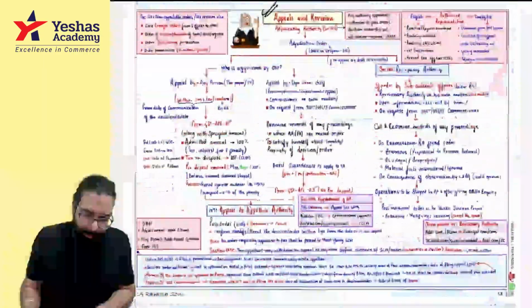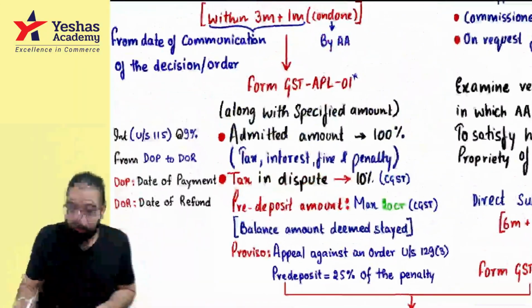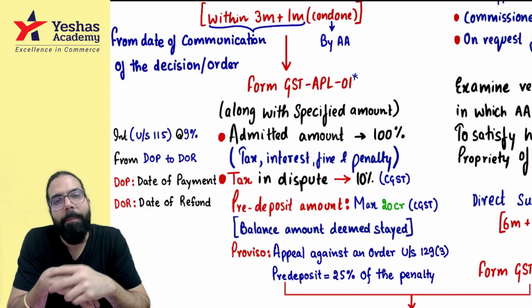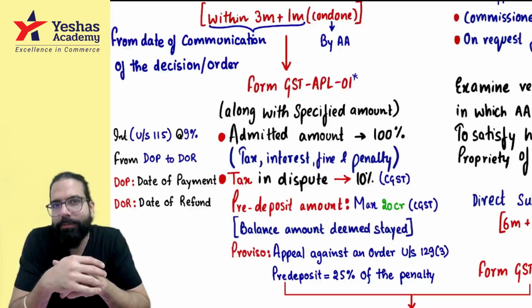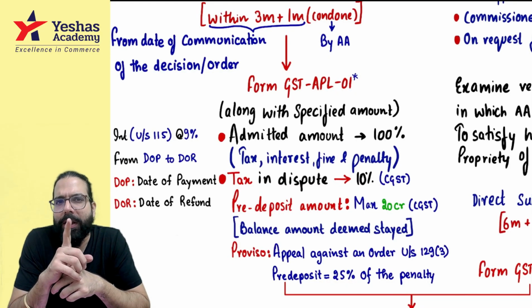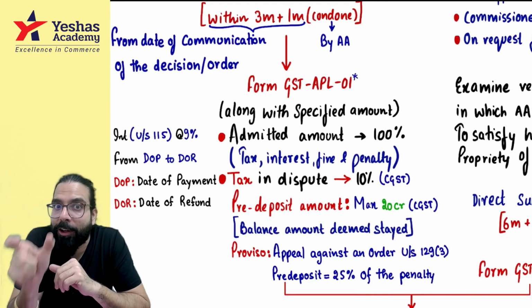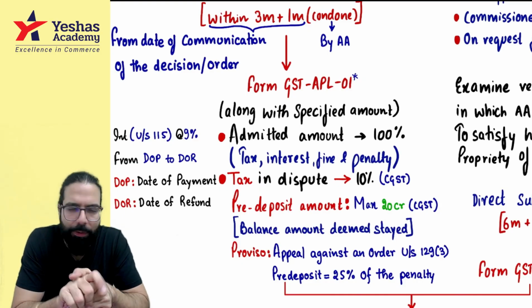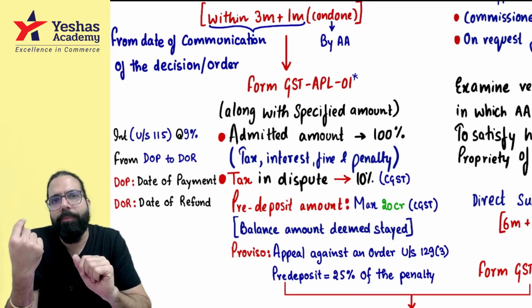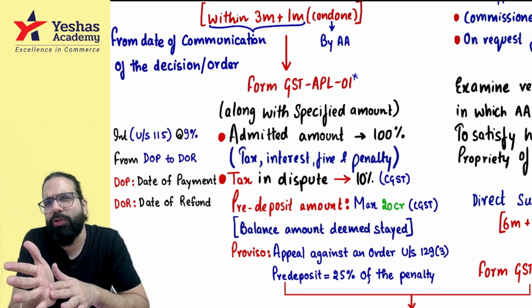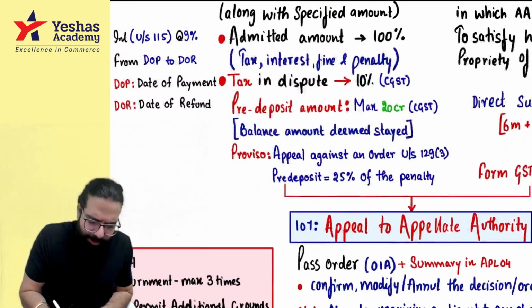If an order is to come, you always used to give a pre-deposit. Whatever admitted amount used to be there, for the appellate authority we used to pay the admitted amount of tax, interest, penalty. For the unadmitted amount, whatever tax in dispute used to be there, we used to give 10% subject to a maximum of 20 crore rupees under CGST, and under IGST it used to be 40 crore rupees. There is no change at all.